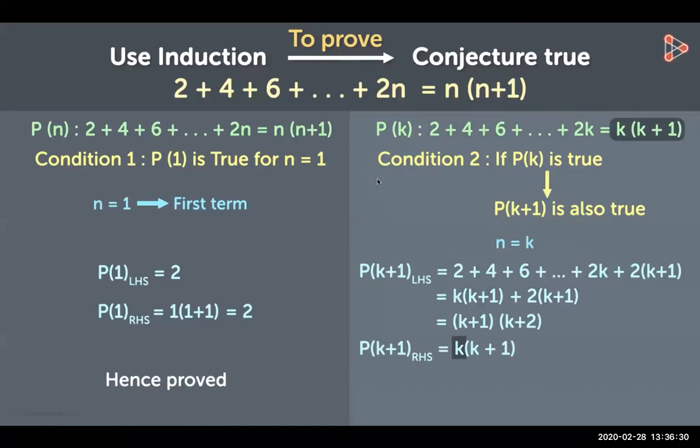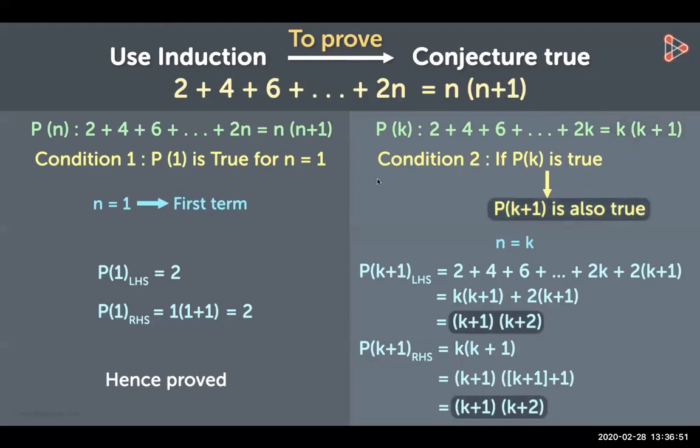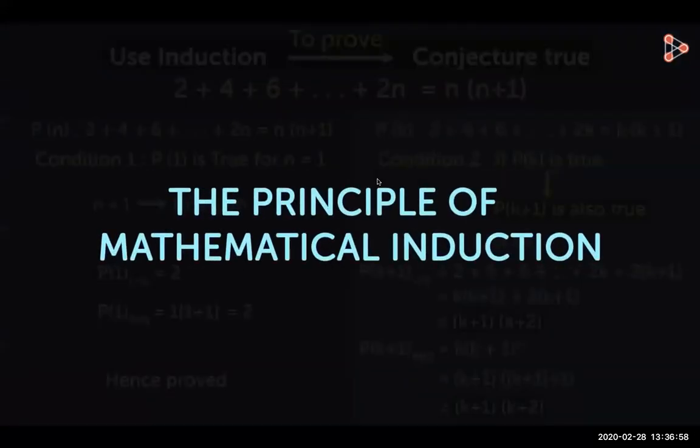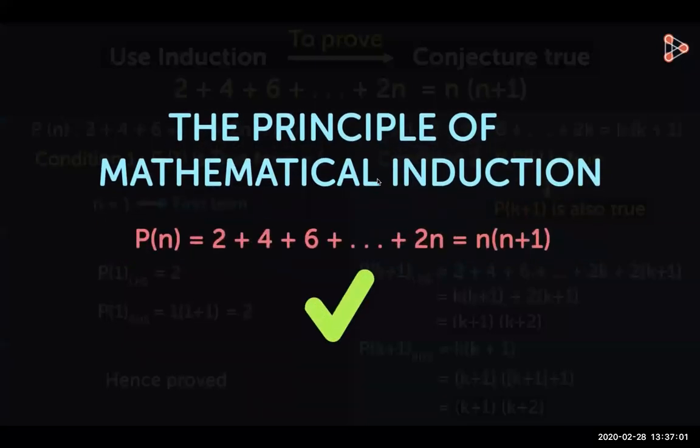Hence, we get the right-hand side of P(k+1) as (k+1) multiplied by (k+1+1), and that gives us (k+1)(k+2). Hence, we can say that the left-hand side of P(k+1) is equal to its right-hand side. This means P(k+1) is true and the inductive proof is now completed. Hence, by the principle of mathematical induction, we can say that P(n) is true for all natural numbers n.